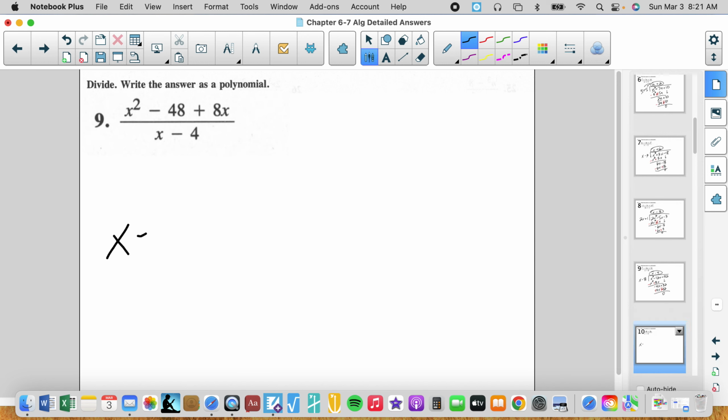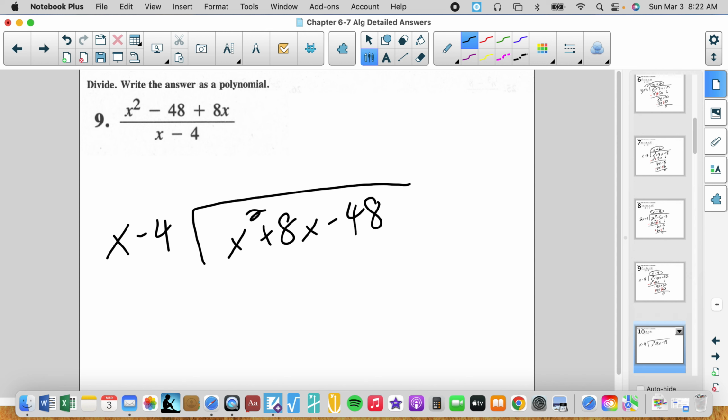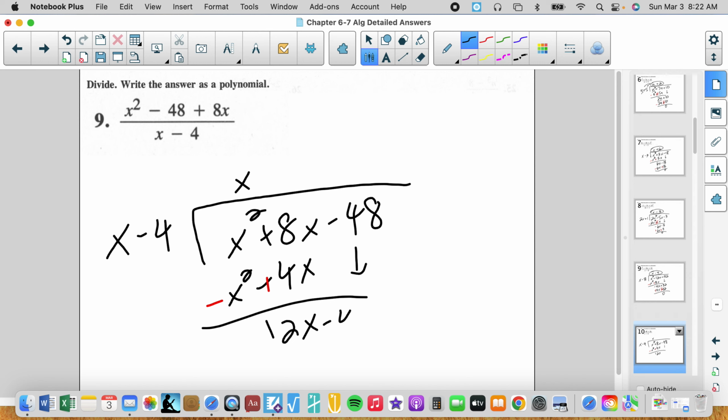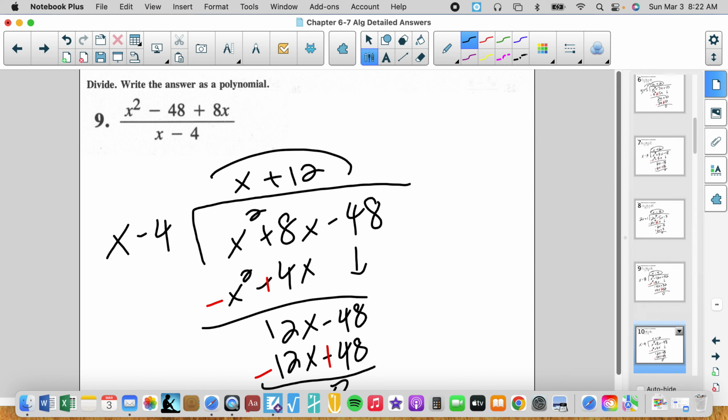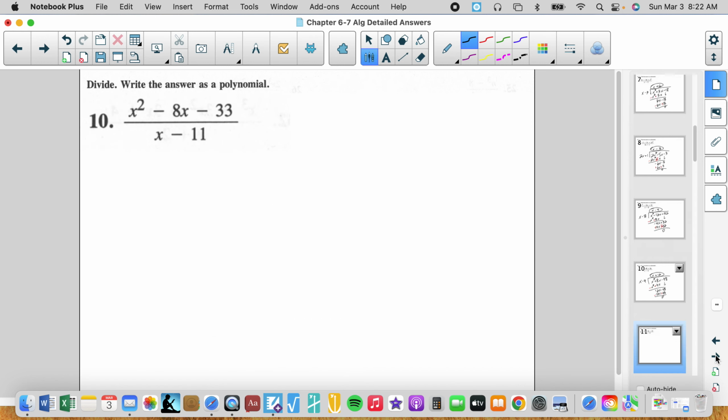All of these are really good practice. We want them working out in the beginning. They tried to do it again. x squared minus 4x. Change the signs. 12x minus 48 plus 12 gives me 12x minus 48. Get down there and I start dragging other things. 0. x plus 12 is my answer.